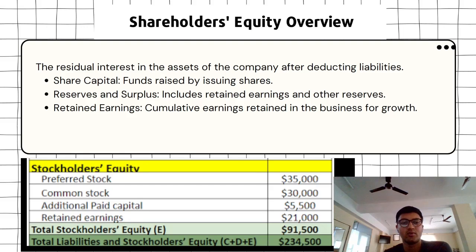So the shareholders' equity consists of share capital, reserves and surplus, and retained earnings. Share capital is funds raised by issuing shares. So when a company goes for an IPO or FPO, this is the money. For example, there was a new company, MCure Healthcare, which recently got listed in the markets. Whatever amount of IPO they are issuing, for example, 10,000 crore rupees. I don't know the particular size of that IPO, but let's assume 10,000 crore rupees.